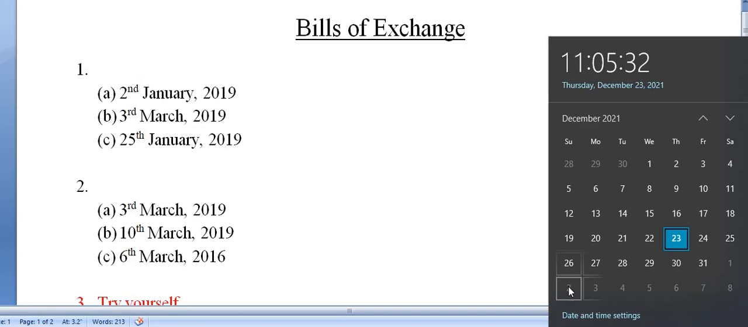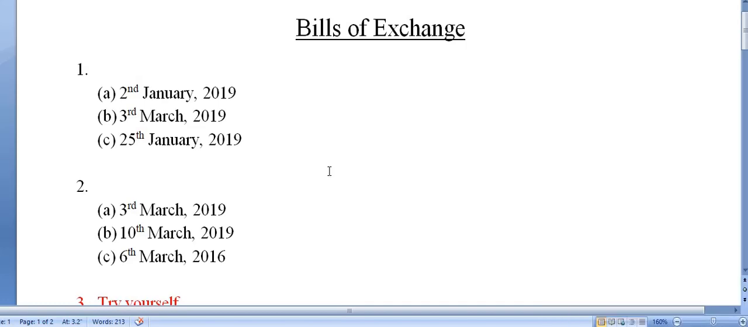Now number B, bill dated 14th January 2019 at 45 days due date. So you have to calculate for 45 days. Now how to calculate in case of days? Let me just show you a very simple calculation here.